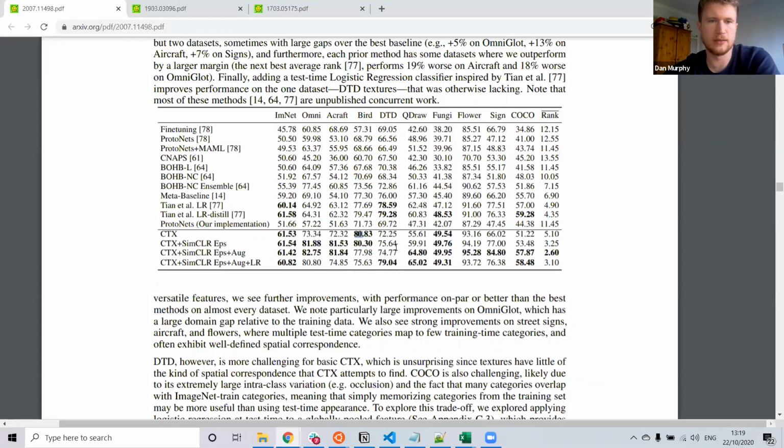But you can also see that adding the SimCLR episodes is helpful in pretty much all the cases. So this way of regularizing is helpful even when you're using this cross transformers architecture.